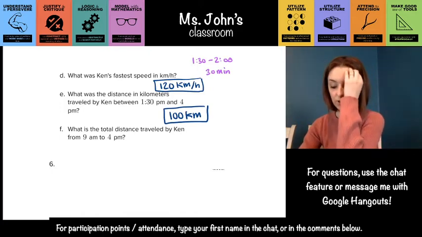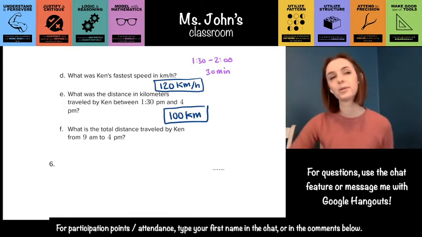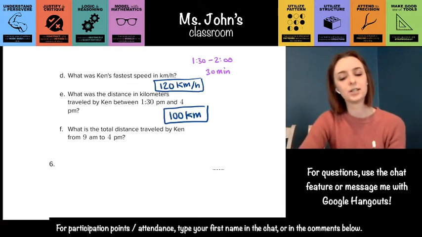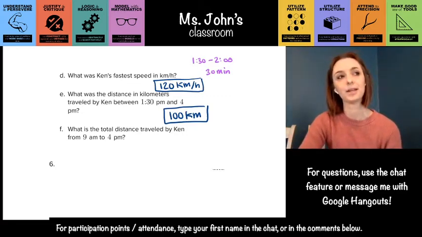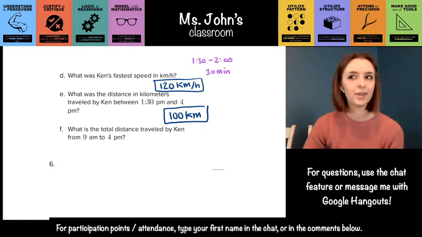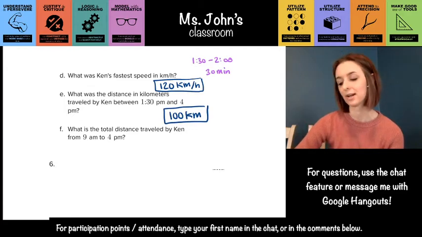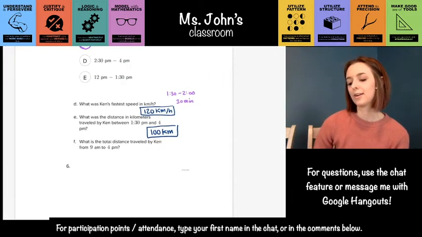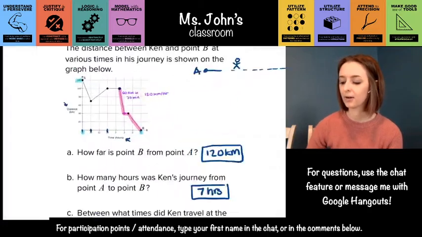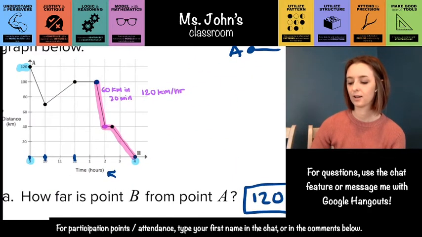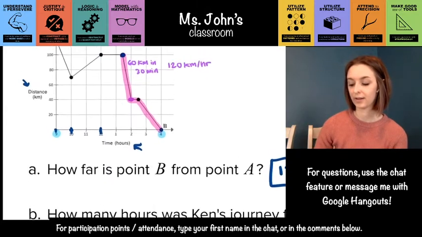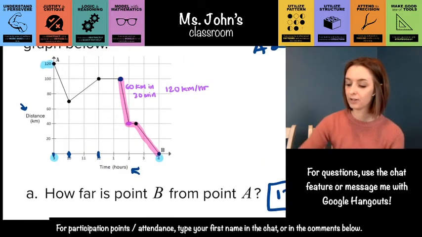What is the total distance traveled by Ken from 9 a.m. to 4 p.m.? You would think the answer is 120, because that's how far away he started and he ended up at point B. But remember that he went backwards, and we have to factor that in, because that's part of how far he walked or ran or whatever he's doing. I don't know. So we have to record that going backward in our calculations, and then we'll get the right answer. So first, I'm just going to list it in blue here.